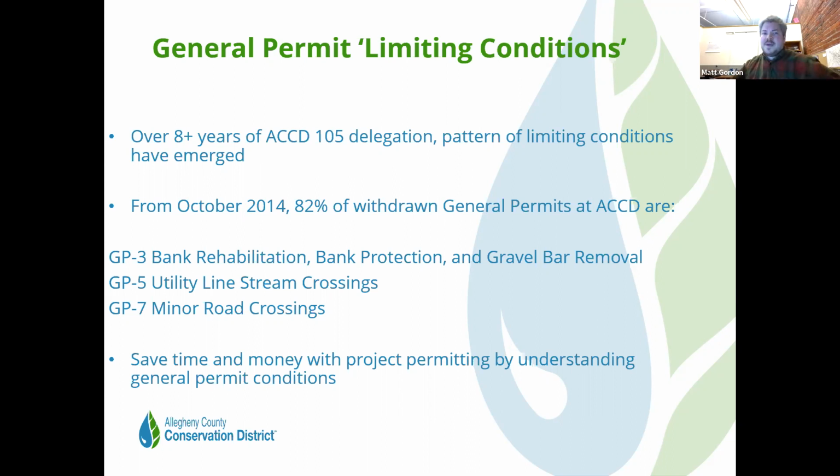Each of the general permits has numerous conditions. This is not exhaustive of all the conditions by general permit. Depending on the general permit, it's 15 to 40, we'll say. These are just some of the conditions we see come up time and time again that prevent a project from being covered by one of these three, lead to a withdrawal, and then application of a small projects permit or joint permit.